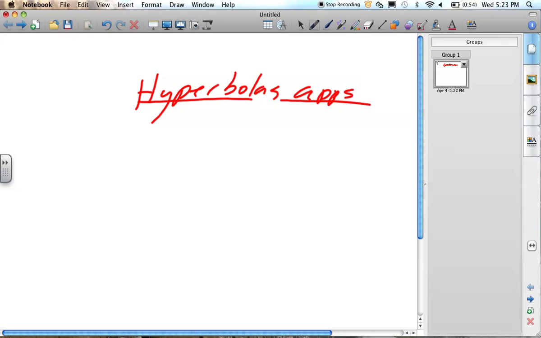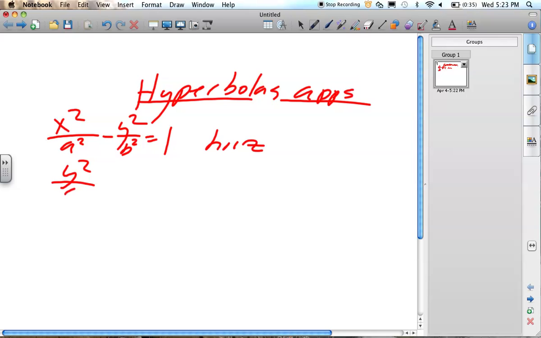All right, and if you remember before, hyperbolas came in the form of x squared over a squared minus y squared over b squared equals 1 for horizontal, or y squared over a squared minus x squared over b squared equals 1 for vertical.